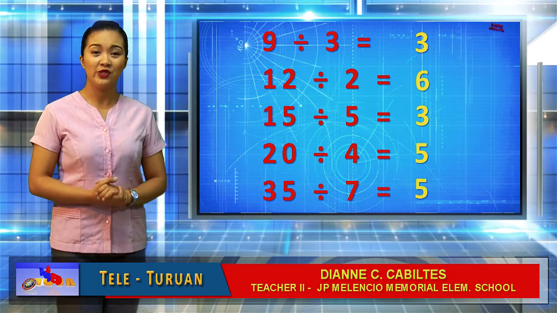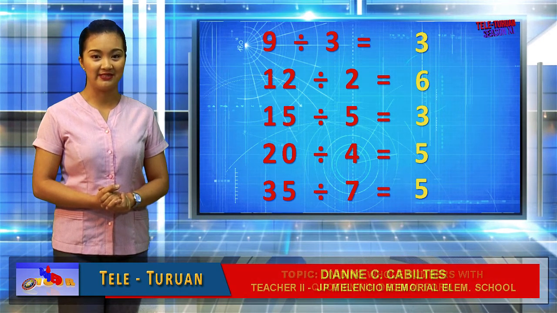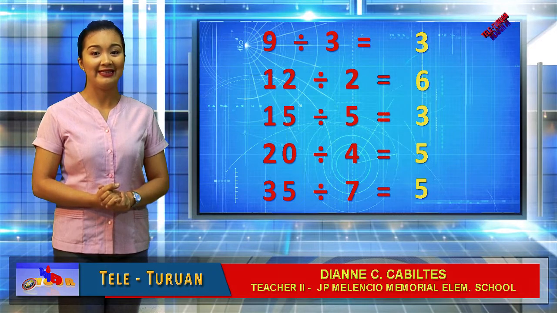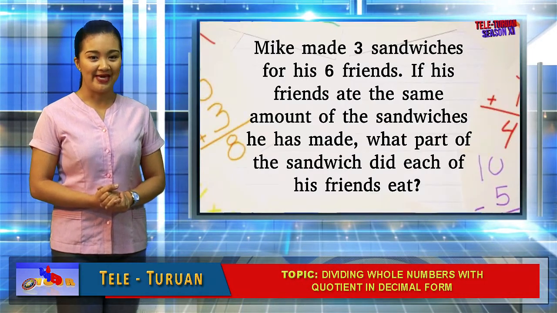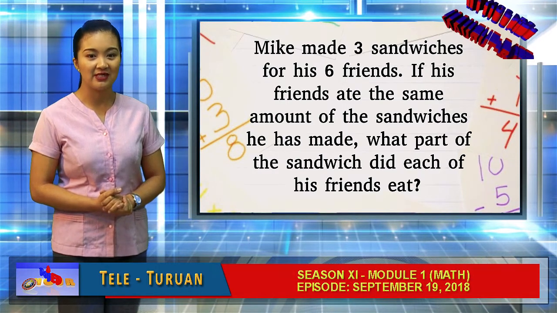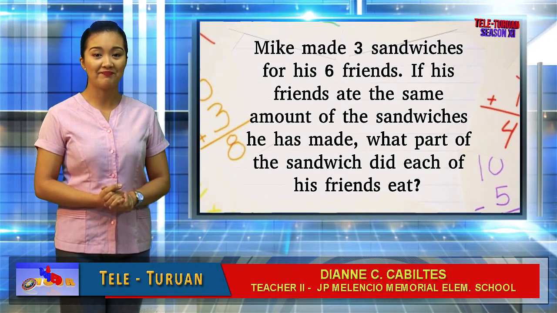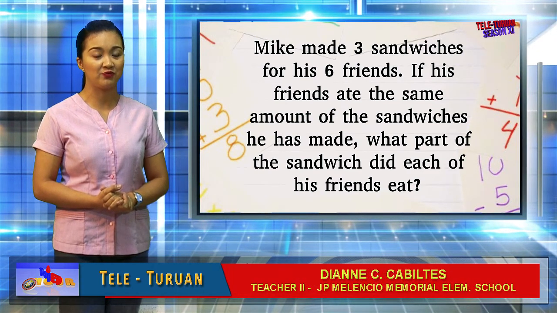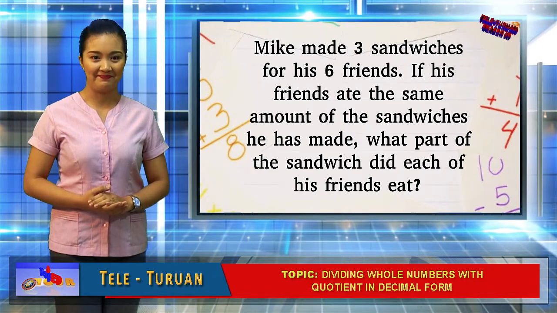Very good. You can see that our divisors in our drill are less than the dividends. But what if our divisor is greater than the dividend? Like in this problem that we are going to read. Mike made 3 sandwiches for his 6 friends. If his friends ate the same amount of the sandwiches he has made, what part of the sandwich did each of his friends eat? Let us first analyze the problem.